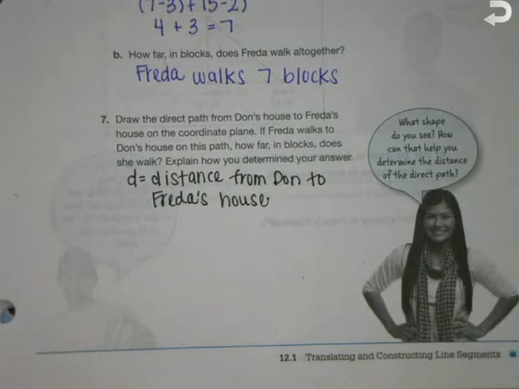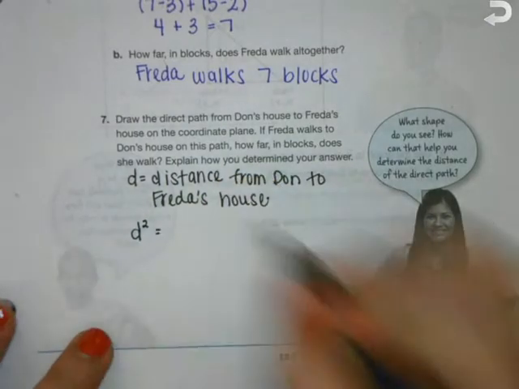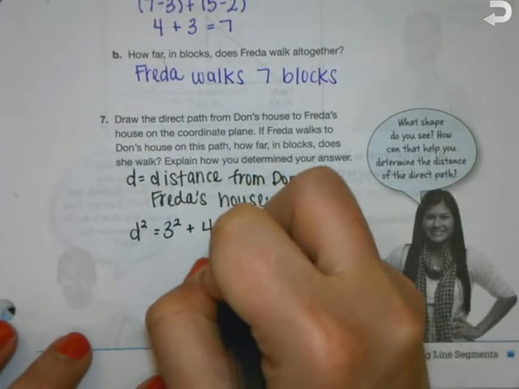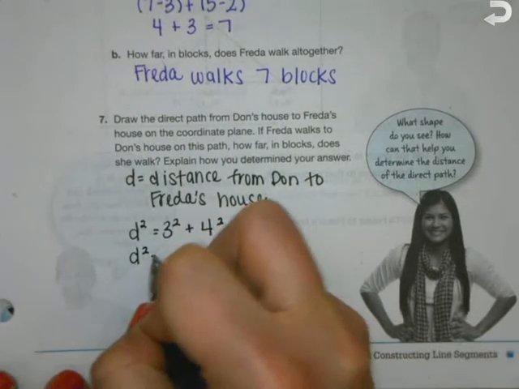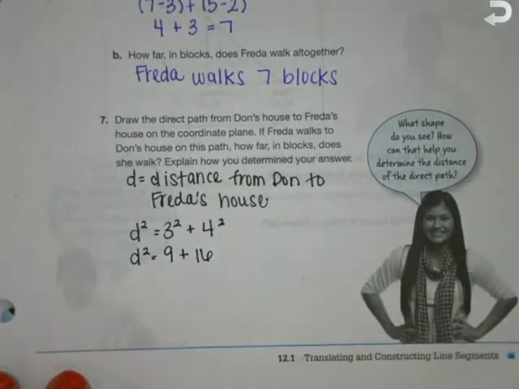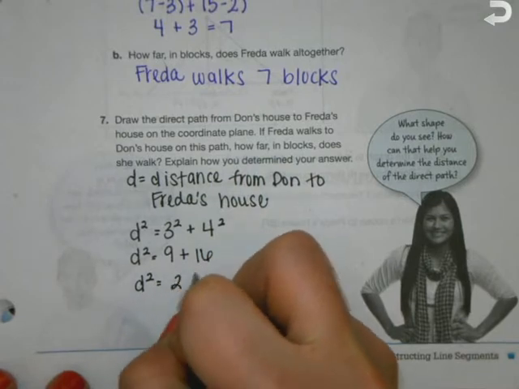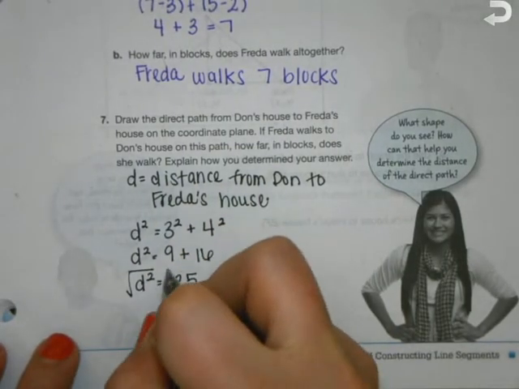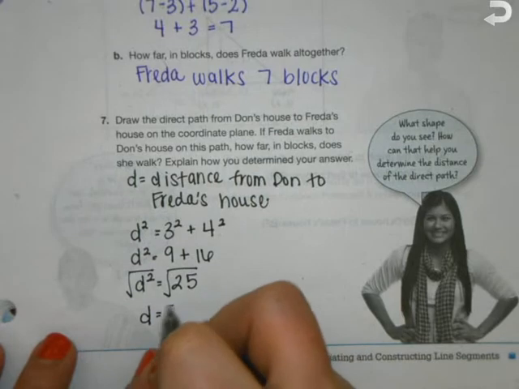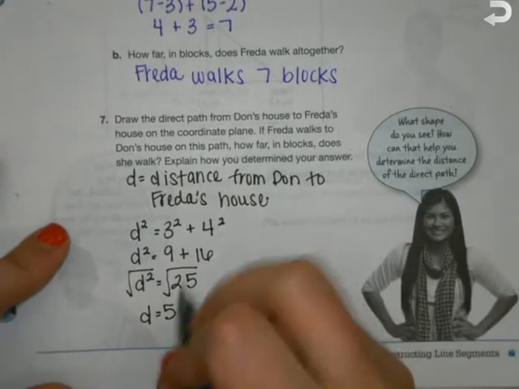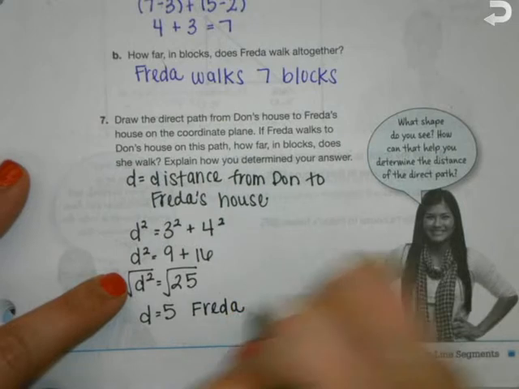Okay, so guys, if we're going to use the Pythagorean theorem, D squared equals what? What are our legs? 3 squared and 4 squared. Okay, so let's do the math. D squared equals 3 squared, which is 9, plus 16. And what's 9 plus 16? 25. So D squared equals 25. Are we done? What's your last step? Square root both sides. So D equals what? 5. So how far did Frida walk if she goes directly from her house to Dawn's house? 5 blocks. So Frida walks 5 blocks.